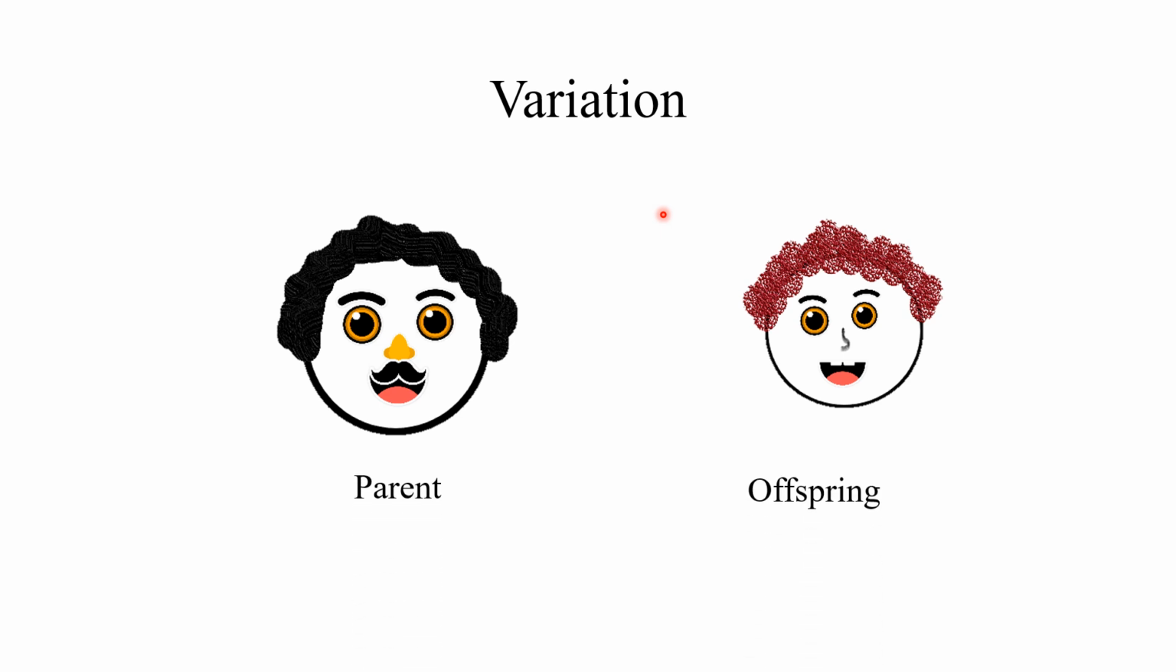Next, we have variation. You don't exactly look like your parents. Like there are some characteristics which differ between you and your parents. So the phenomenon which leads to such differences among a species is known as variation. Here you can see that the father has black hair and the offspring has brown hair. So there is a difference. So this difference is due to the phenomenon known as variation.